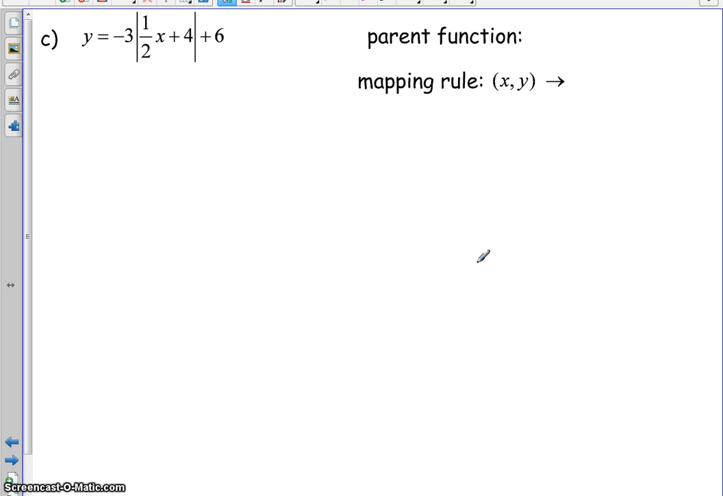Okay, if you haven't done so yet, pause it and do the absolute value function right here, but if you have given it a try, here's how it works. So again, your parent function here is the absolute value function. So instead of absolute value of x, it's absolute value of half x plus 4. So we have x, which is divided by 2 before 4 is added to it.